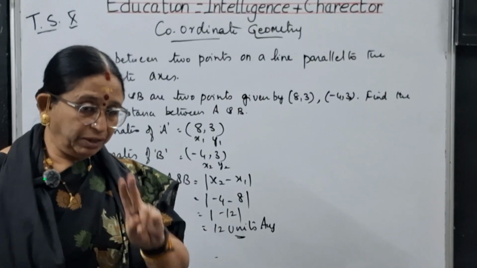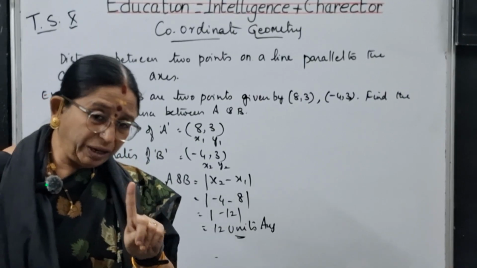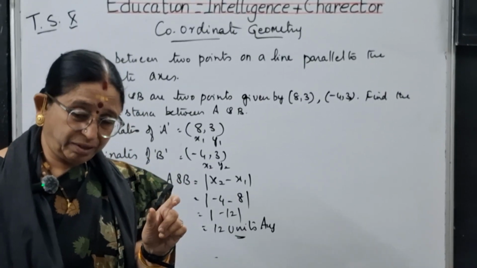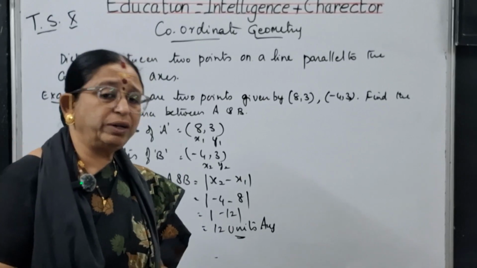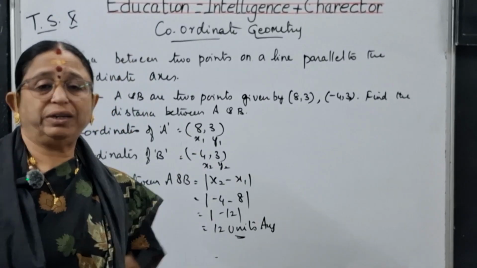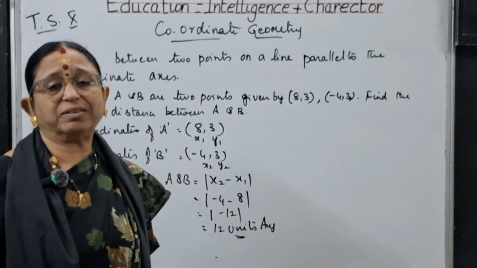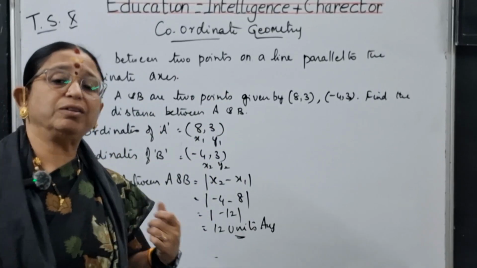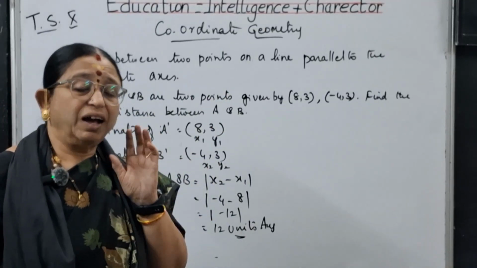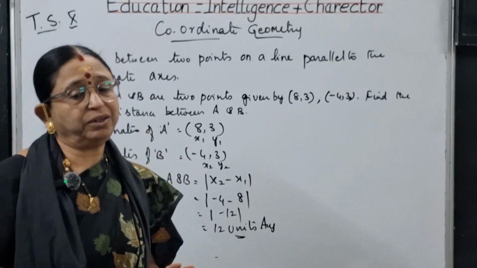Till now, we have learned two formulae. One is the coordinates, in which either the x coordinate is 0 or the y coordinate is 0. If the x coordinate is 0, the point lies on the y axis. If the y coordinate is 0, the point lies on the x axis. This idea you should have thoroughly in your mind.